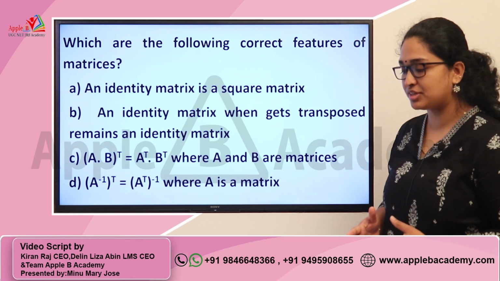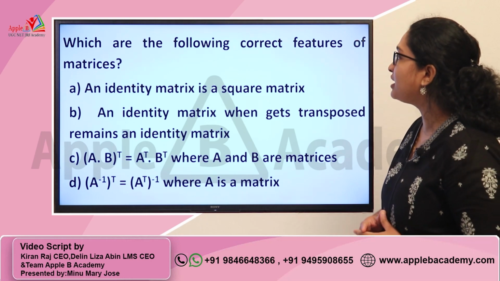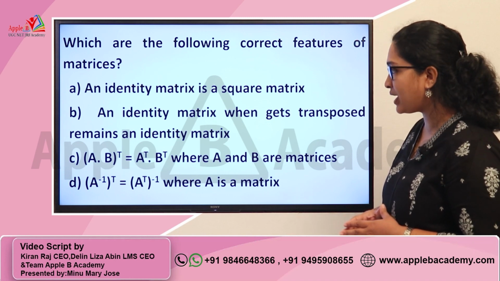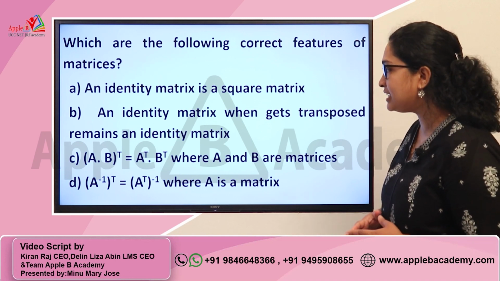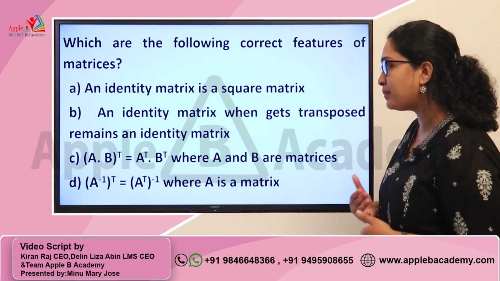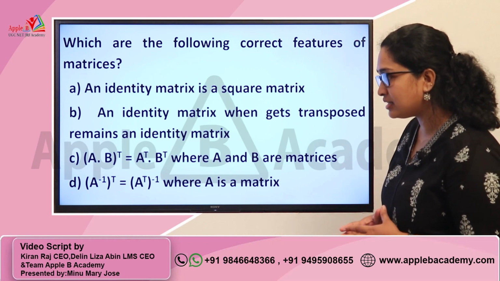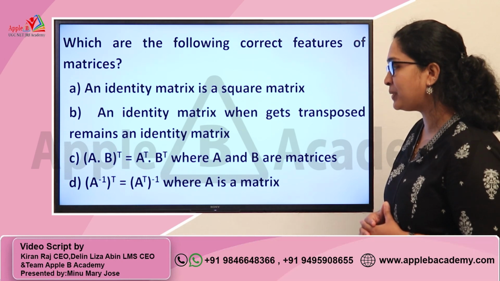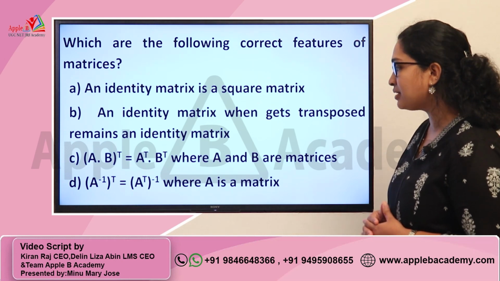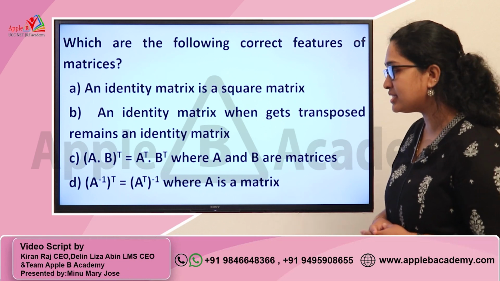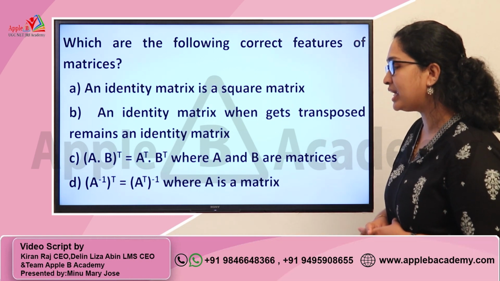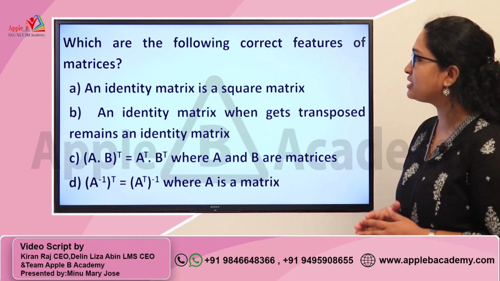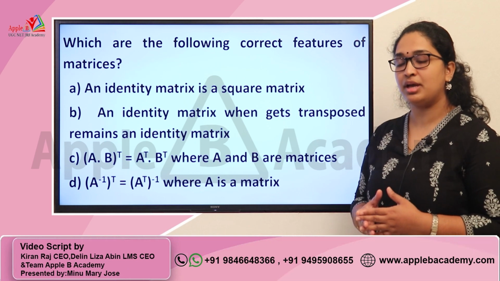The question is from matrices, that is, which are the following correct features of matrices. The first one is an identity matrix is a square matrix. Second, an identity matrix when transposed remains an identity matrix, and C is (AB) transpose is equal to A transpose into B transpose, where A and B are matrices. Now, option D is (A inverse) transpose is equal to (A transpose) inverse, where A is a matrix. So, which one of these are the correct features of a matrix?